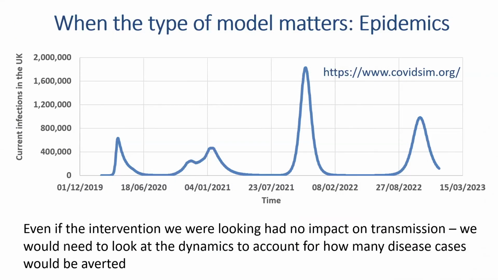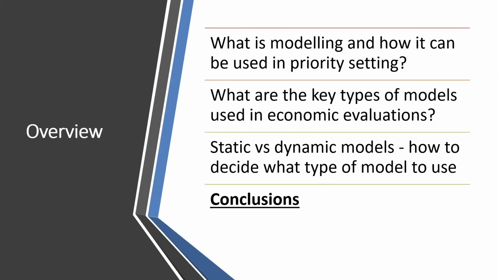I would also like to add here that in cases such as epidemics like COVID, even if the intervention you were looking at had no impact on transmission, such as an anti-disease vaccine that didn't actually affect COVID transmission rates, you may still want to use a dynamic model to account for how many disease cases would be averted over time. Now, let's move on to the conclusions.